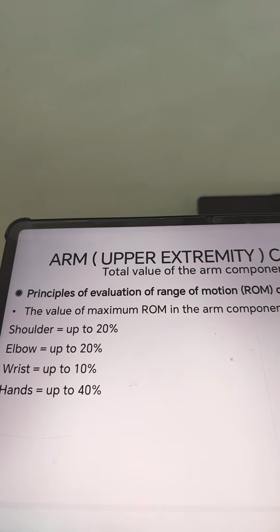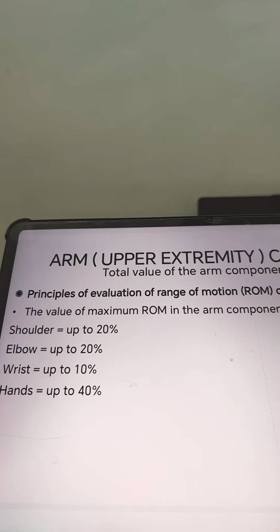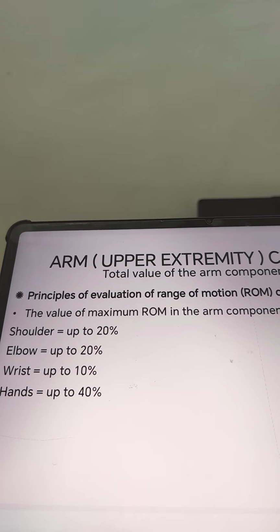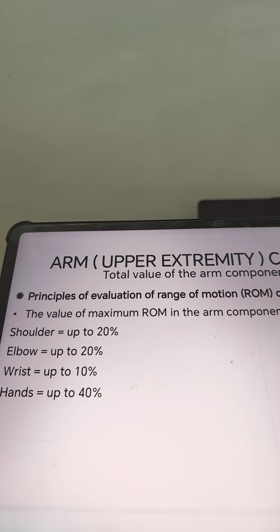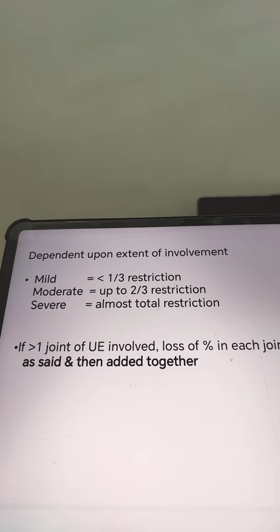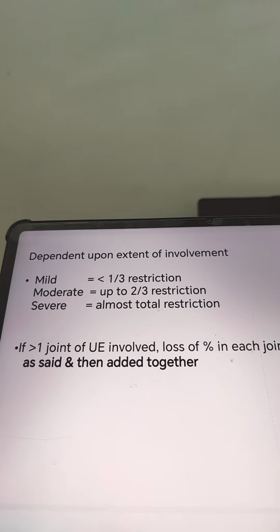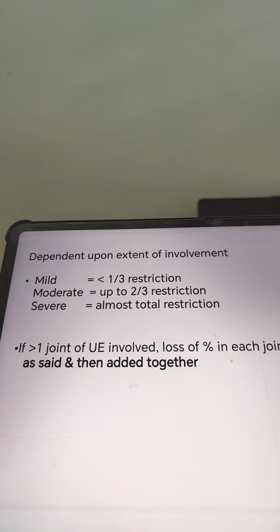Arm, upper extremity component. Total value of the arm component is 90%. Principle of evaluation of ROM of joint: the value of maximum ROM in the arm component is 90%. Shoulder up to 20, elbow 20, wrist up to 10, hand up to 40. Dependent upon extent of involvement: mild, less than 1/3; moderate, up to 2/3; severe, almost total restriction.